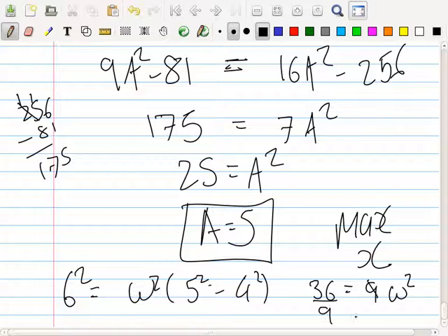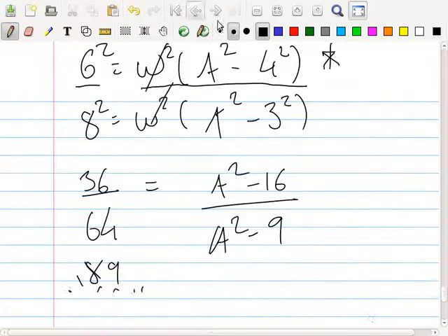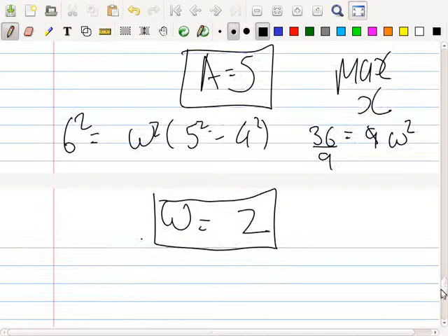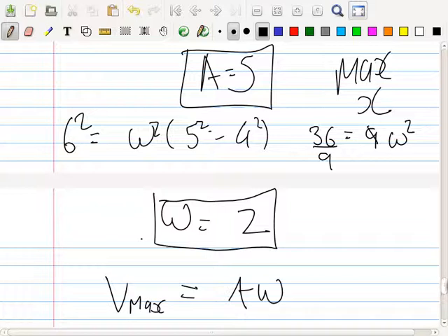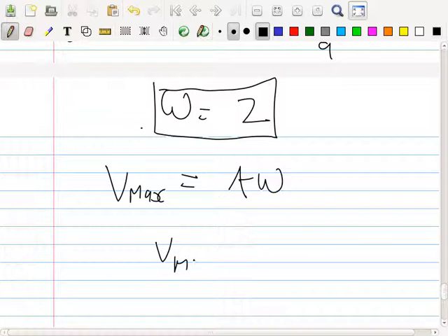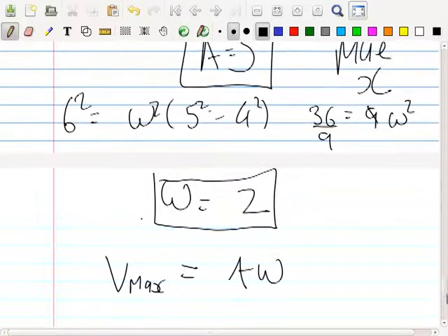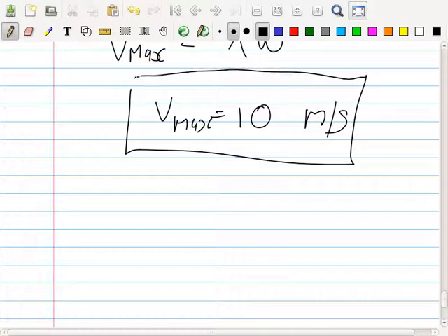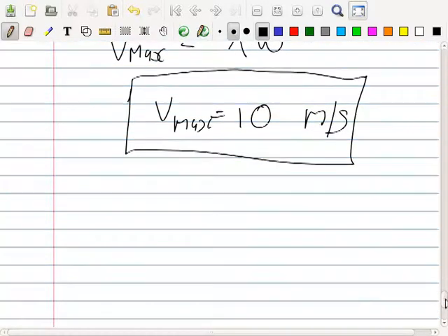So I go to the next page. So I get now omega equals, if I square root this, 6, 2. Yeah, 2. That's the omega. Now I can also find what the maximum velocity is. What's the formula for that? That's a omega. So what will V max here be? 2 multiplied by 5. So 10 meters per second.